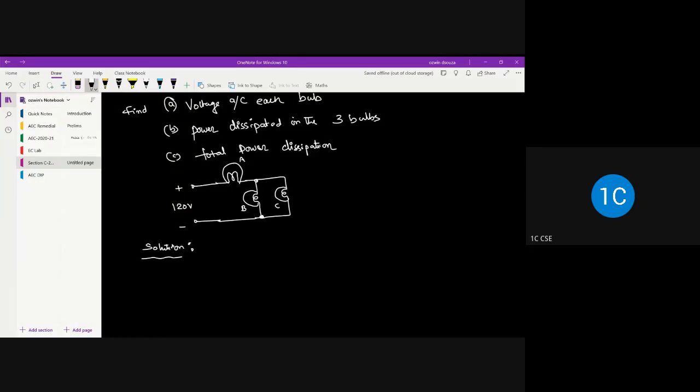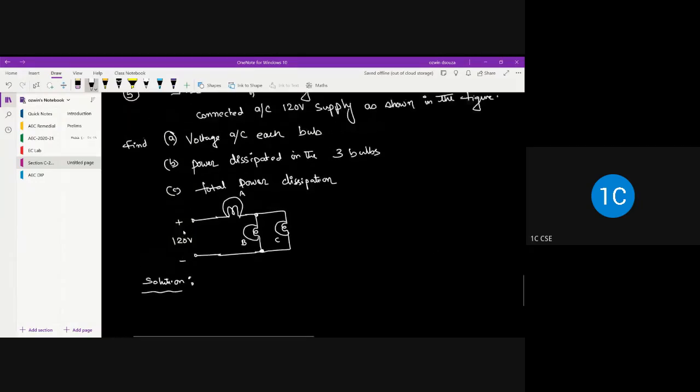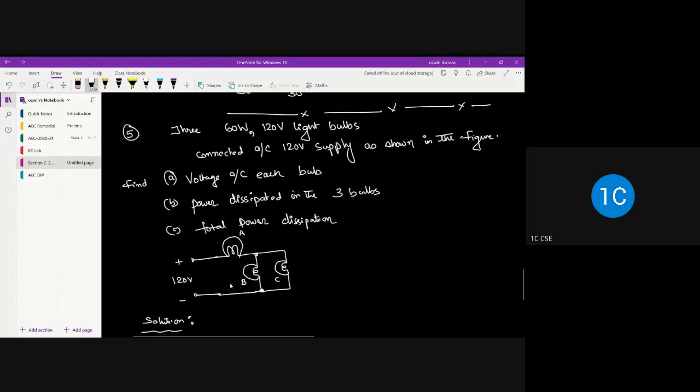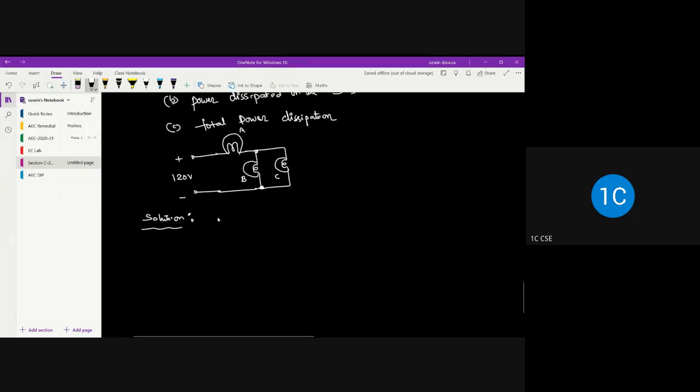All right, solution. Whenever a problem of this kind is given, wherein some lamp specification is given, the lamp specification is 60 watt 120 volt. Whenever we have been given a lamp specification, you need to find out the rating of the lamp, the resistance rating of the lamp, because once the resistance is known, you can solve the network very easily.